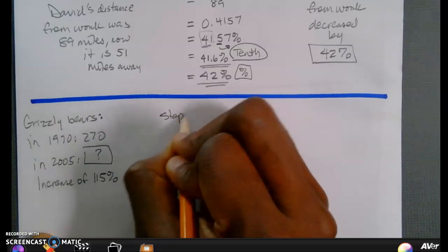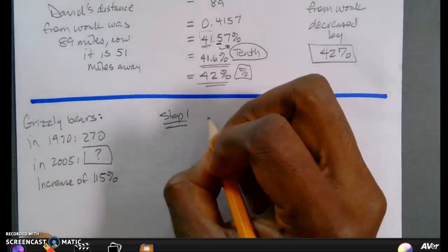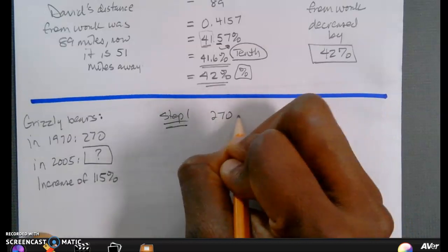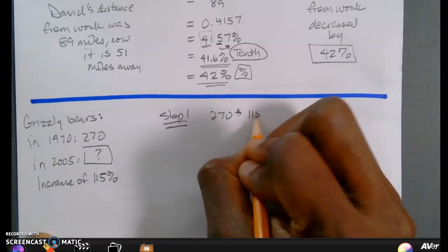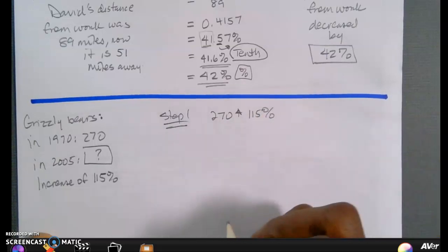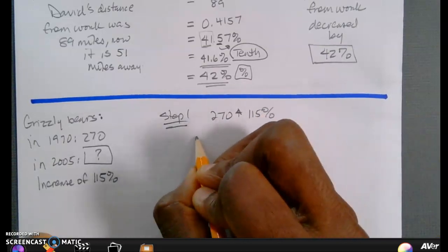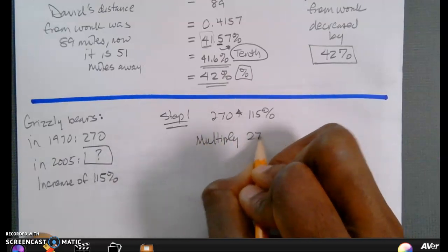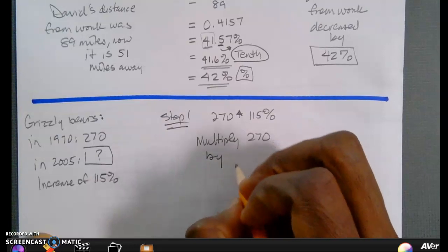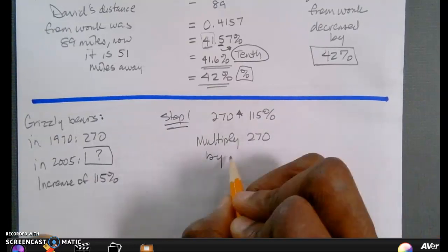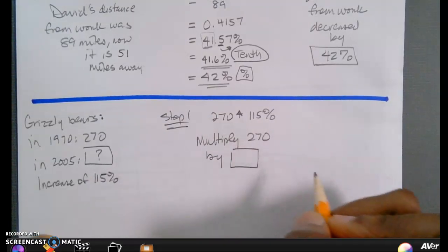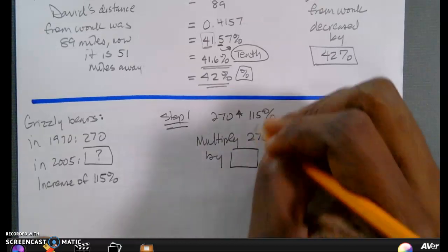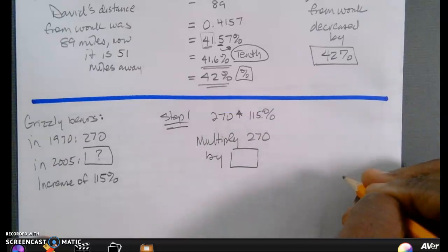So step number one says that I would manipulate my original amount, okay? So my original amount went up by 115%, okay? So what I'm going to do is multiply 270 by the decimal version of 115%. So again, this goes back to knowing how I convert from a percentage to a decimal. I assume that there is a decimal place there.